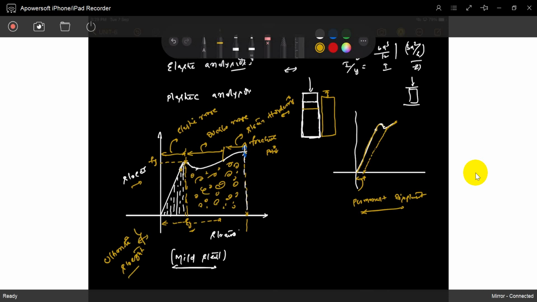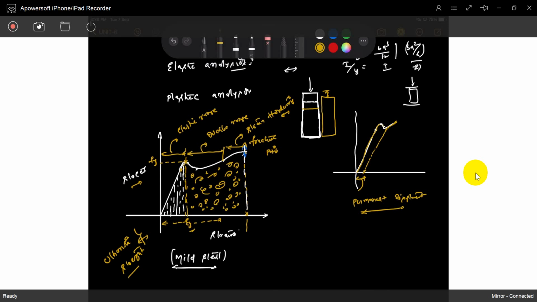Sir, how can we use this much energy? So if you're using that much energy, what is the capacity of that section? If you're using that much energy, what is the capacity of the section? That is plastic analysis.